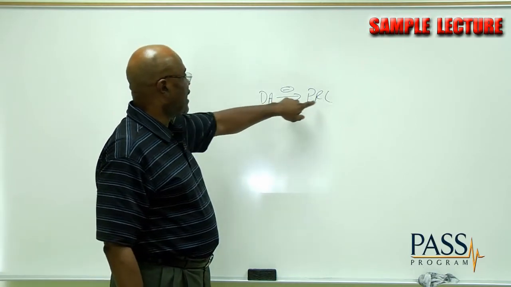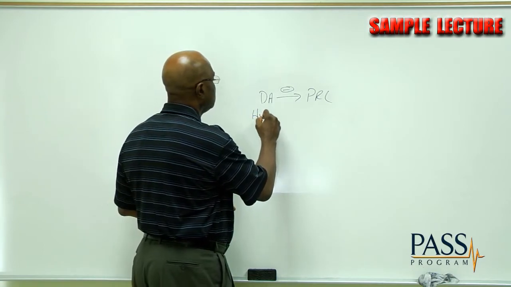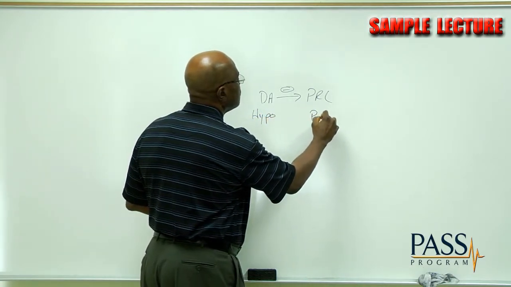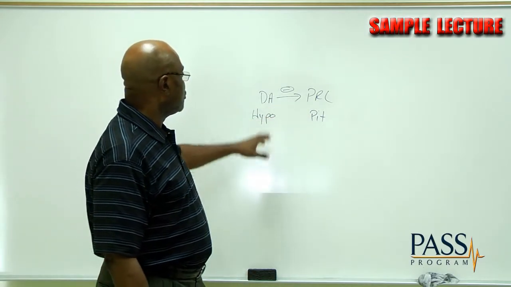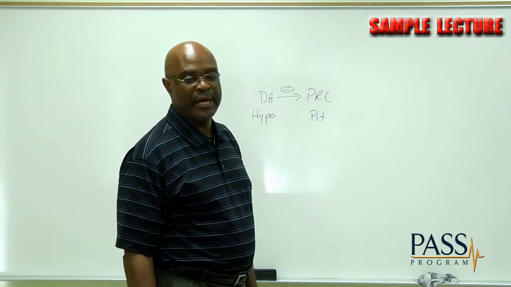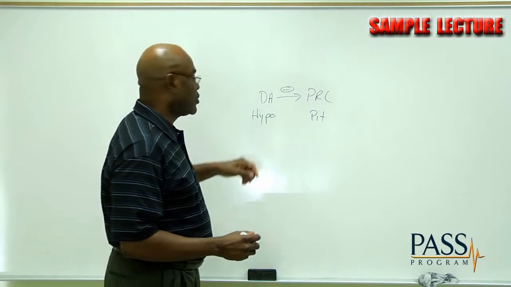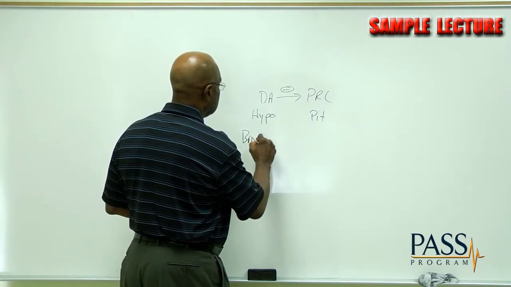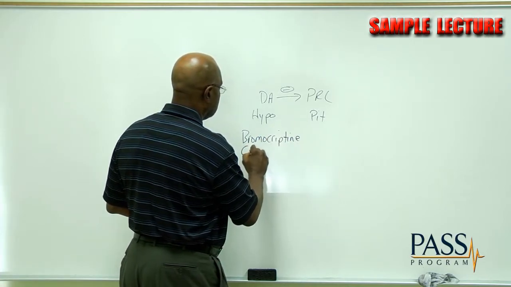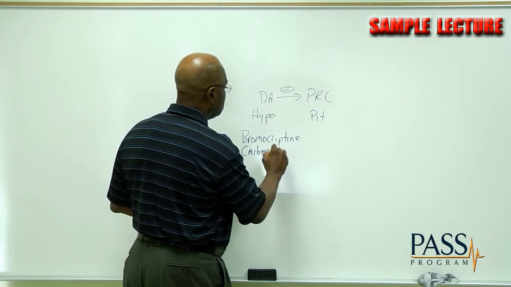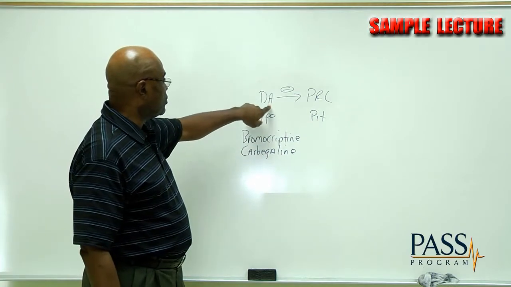So dopamine blocks prolactin release. The dopamine is in the hypothalamus. And prolactin is released from the pituitary. So dopamine has a negative effect on prolactin. So that's why if you give somebody dopamine agonists, like bromocriptine or cabergoline, these two drugs are dopamine agonists.